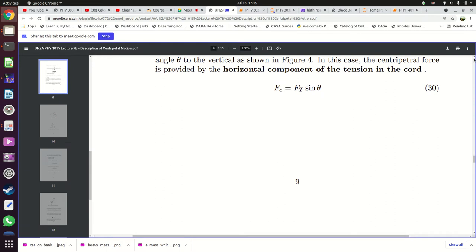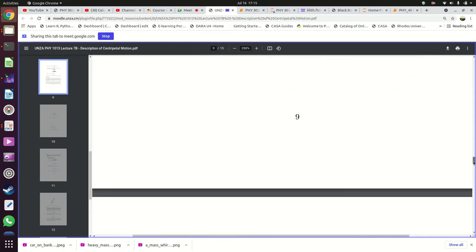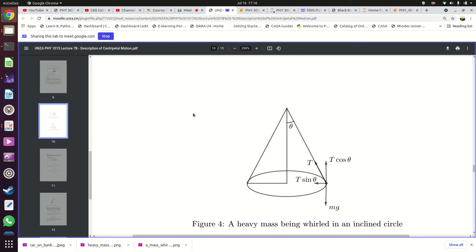So the mass is going to use its weight to incline the rope. In such a case, where your object has an appreciable amount of mass, you're going to end up with something like this. This is going to be your rope, your tension is going to be like that, then your object is going to be there, and it's going to move in this kind of circular path. So that's how your object is going to be moving. Of course, this might be an exaggeration depending on the mass of that particular object.